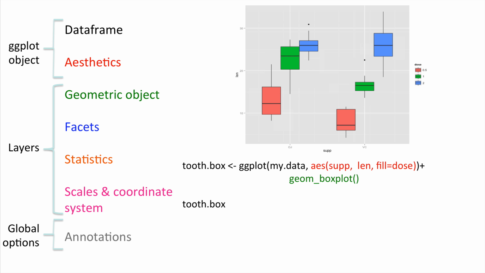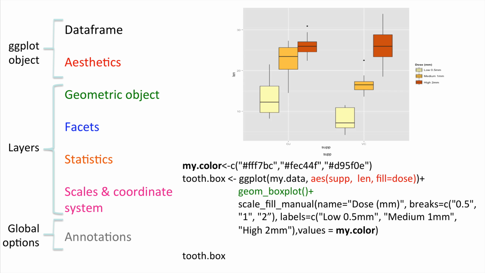I still have one criticism of the colours of this plot, which is that in fact the dose, while it is a categorical variable, these levels within it should be seen as ranked. Obviously 0.5 is less than 1 millimeter and 1 is less than 2 millimeters. To change this, we can create a vector that is my.color, and within this we can assign some new colors. These colors imply that there's a sequential difference between levels of dose.